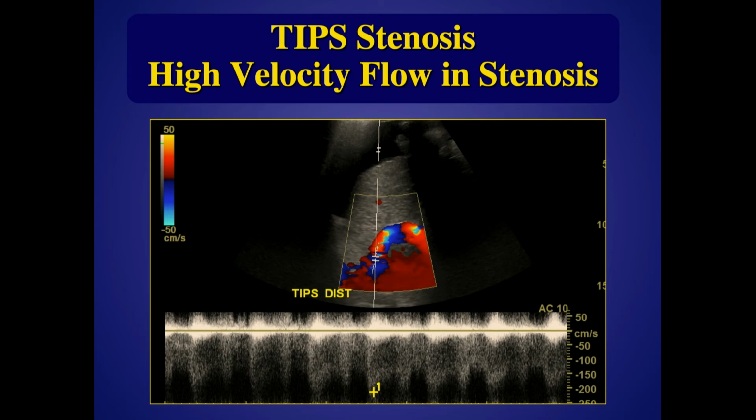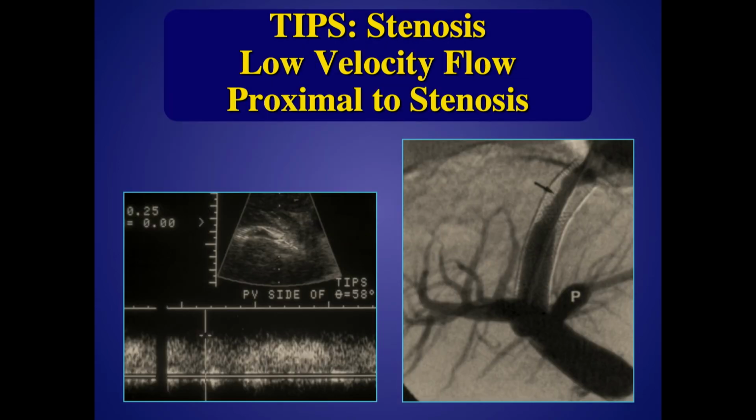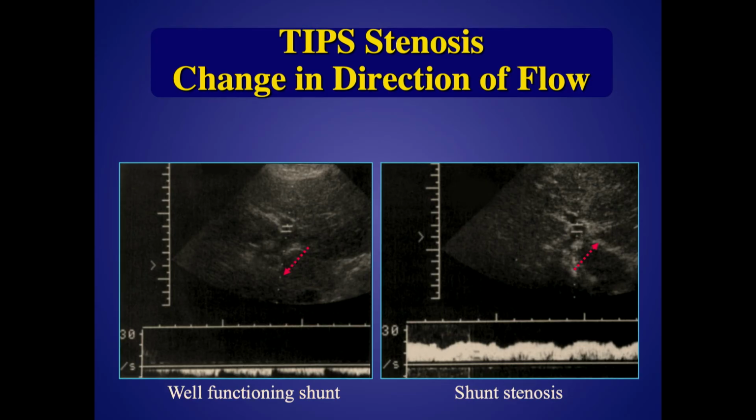Here the velocity is about 220 centimeters per second. We could see the narrowing and the aliasing. Here's the low velocity flow in the TIPS from a stenosis at the distal end. And now the velocity is decreased because of that obstruction. Here's the reversal of flow in the left portal vein. When it's functioning, flow is toward the TIPS. When it's obstructed, it's away from the TIPS, back toward the periphery of the liver.